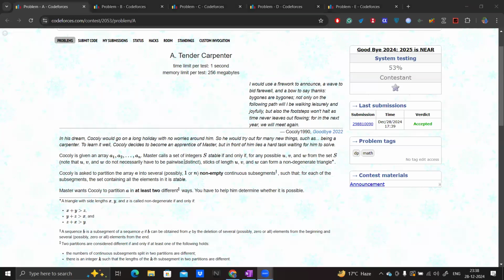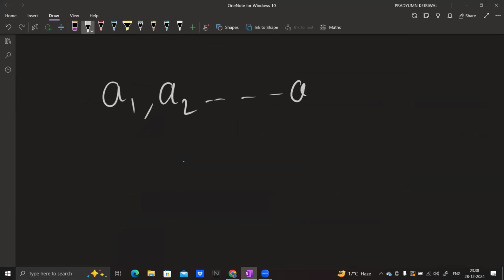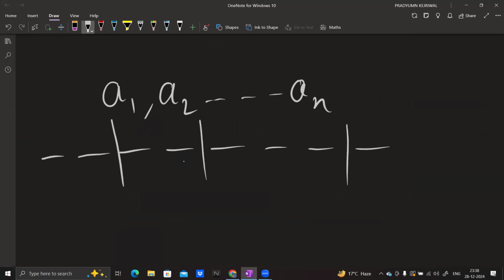I'll just explain the problem again. Basically we have been given an array A, let's say A1, A2, up to AN. And we have to partition it. Essentially, we have to add walls in this and make the partitions. So this is one partition, this is one partition, this is one partition, and this is one partition.